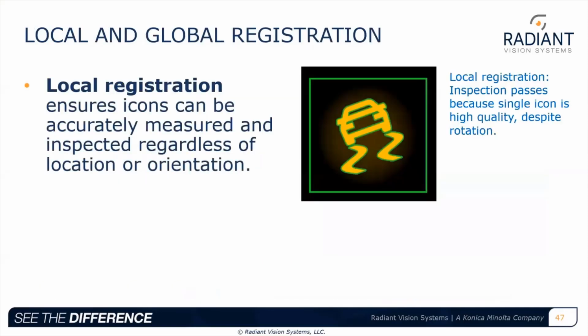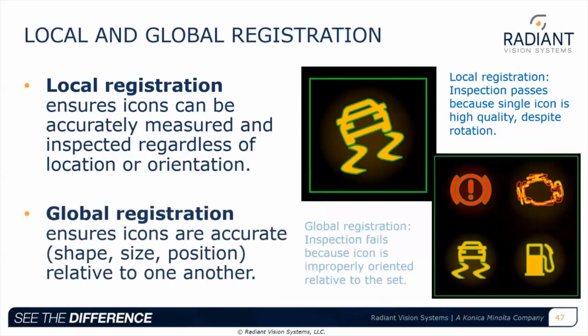The software also has a good amount of flexibility to register samples either locally or globally. Now, what I mean by this is that locally you can accurately measure each area of interest even if it is rotated or translated. So in this case, you could place multiple samples in the field of view and the parts can be misaligned relative to one another, and you can still correctly inspect the part. Globally, you can check for inaccuracies or accuracies such as position, shape, and size, relative to one icon, from one icon to another.